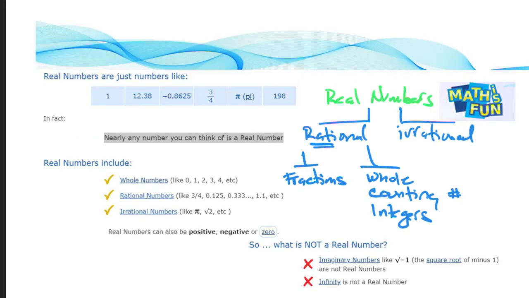I am going to go ahead and just briefly mention what a real number is not. And again, it's those imaginary numbers that you will learn about in the future. And that would be a negative under a square root. And infinity is not a real number. Infinity, negative infinity, and positive infinity is written this way. And this is just a way of describing something that doesn't have a limit, that it's limitless. So, of course, that's not a number.